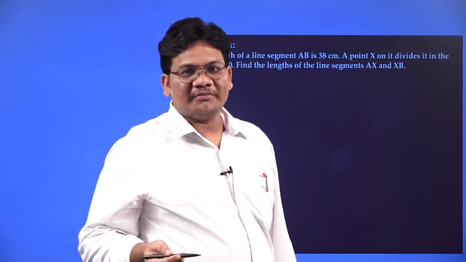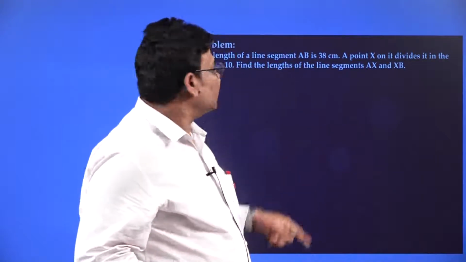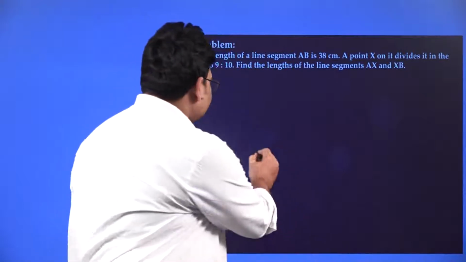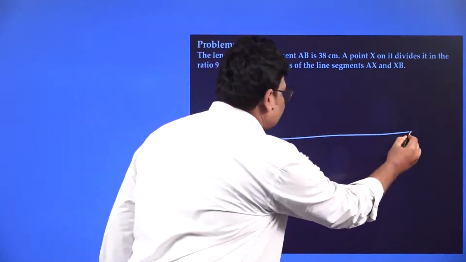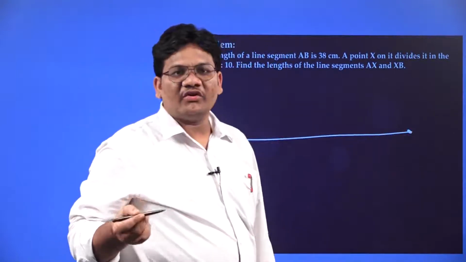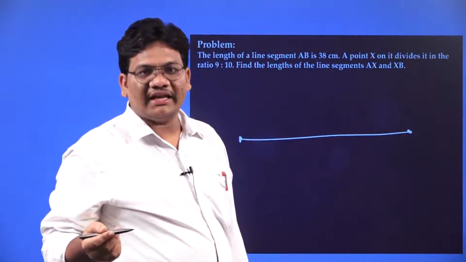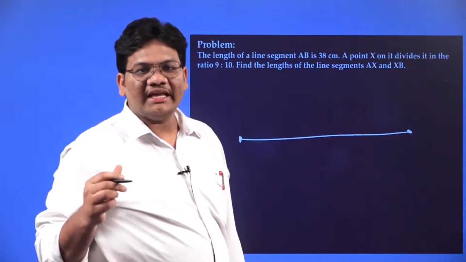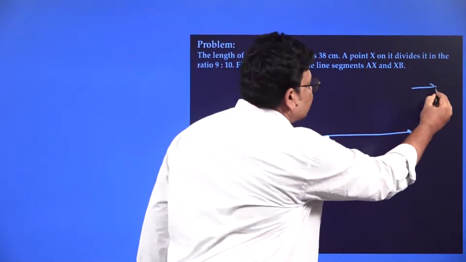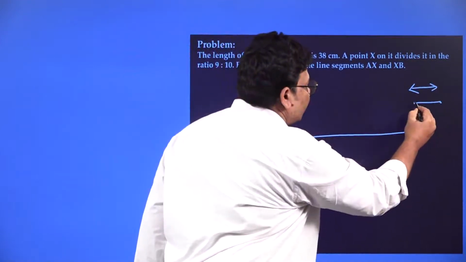In the next problem, the length of a line segment AB is 38 centimeters. Children, already we know the difference between a line and a line segment. A line segment contains two end points. A line contains no end points. So, this is the representation of a line. This is the representation of a line segment.